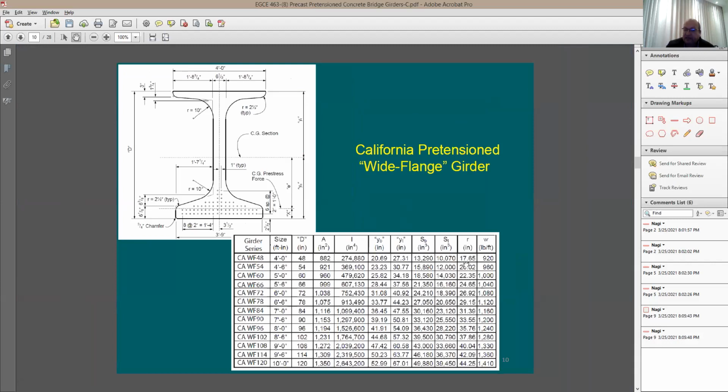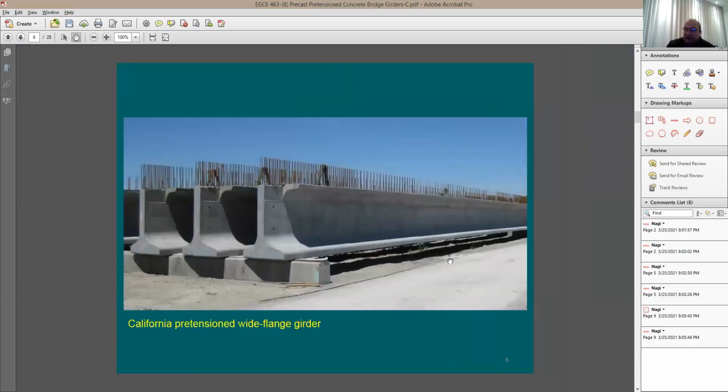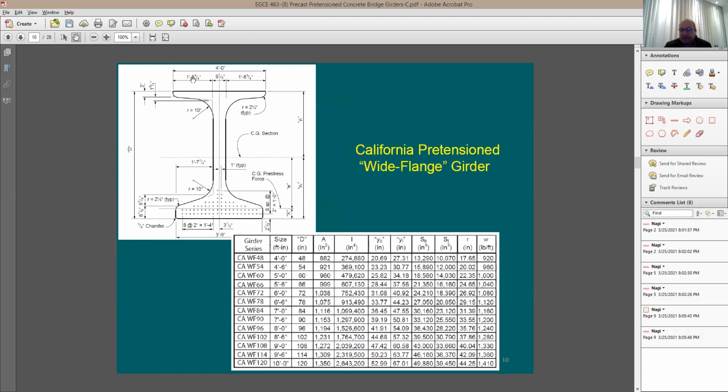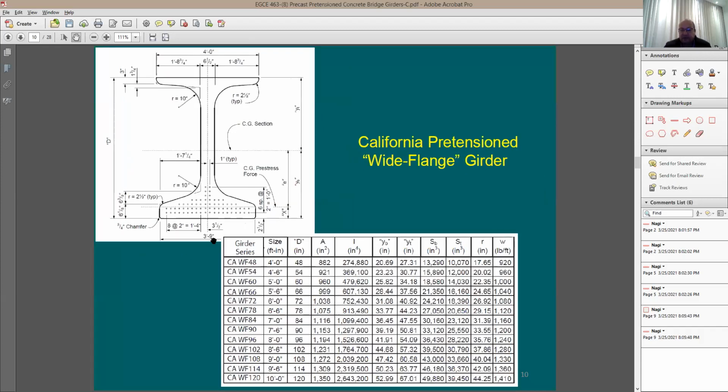This can be the wide flange. This is the wide flange that goes to 200 feet. Can I take you back here to this section? This is the wide flange. Here's a picture of it, but here are the section properties. It's California wide flange, and look at the depth. Depth starts at 4 feet. This is the one that goes to 200 feet.